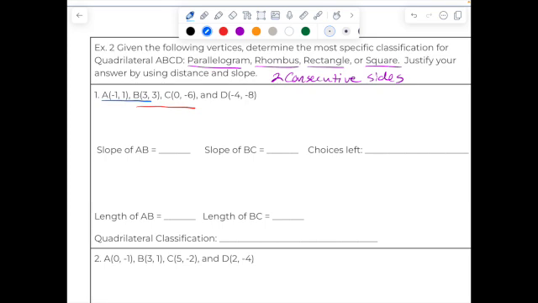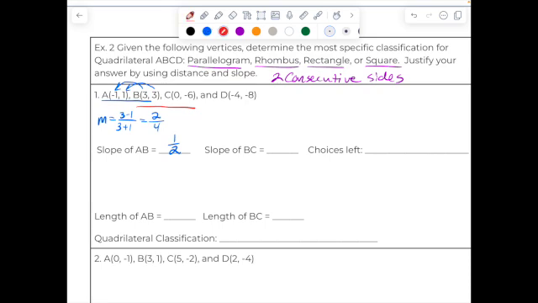The first thing I want you to do is to use your slope formula to calculate the slope of AB. Our slope would be our y value minus the other y value, so 3 minus 1, over our x value minus the other x value. So 3 minus negative 1 becomes plus positive 1. This would give us a slope of 2 over 4, which we can reduce to 1/2.